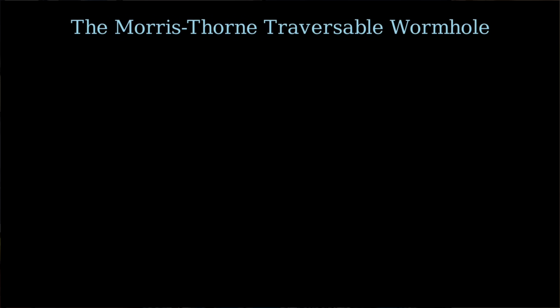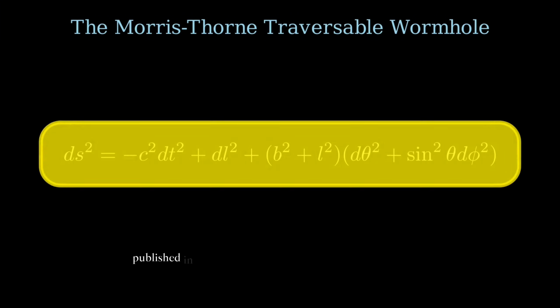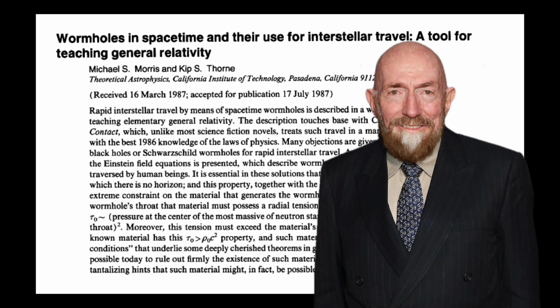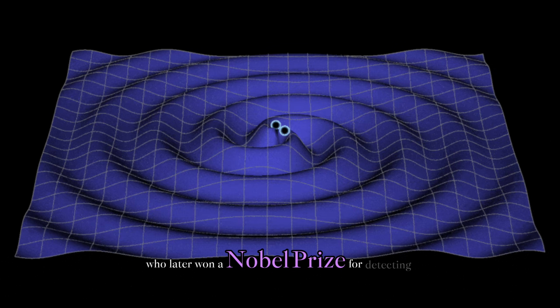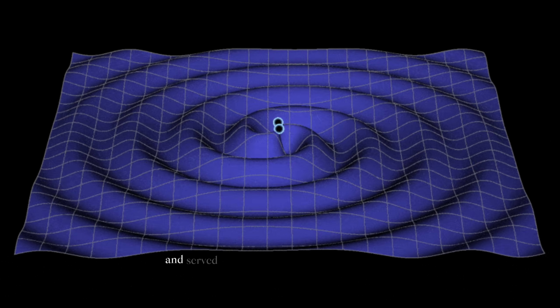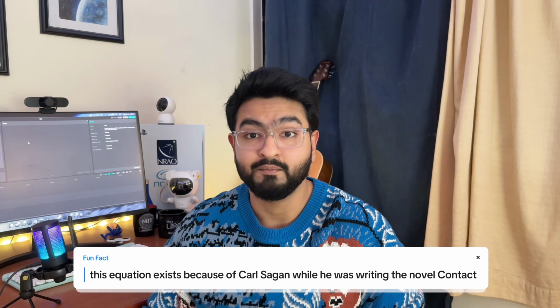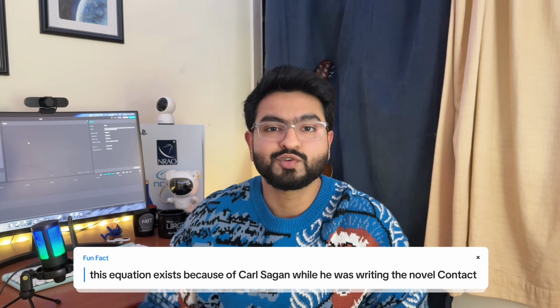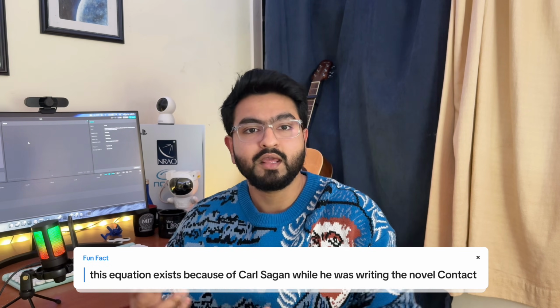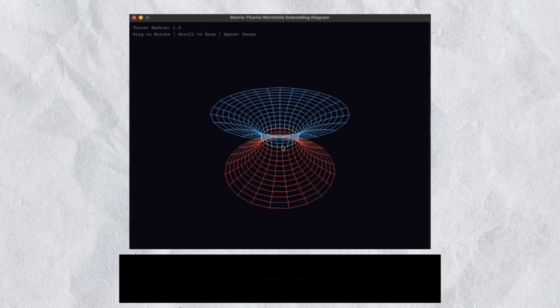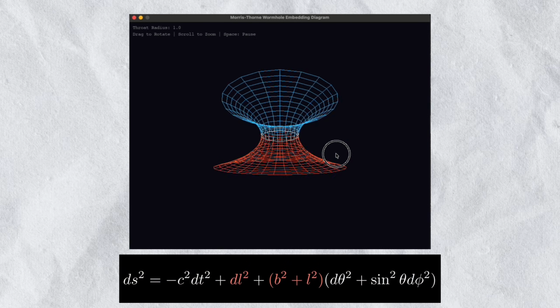This is the Morris-Thorne metric, published in 1988 by Michael Morris and Kip Thorne. Yes, Kip Thorne, who later won a Nobel Prize for detecting gravitational waves and served as a scientific advisor for the movie Interstellar. And fun fact, the equation exists because of Carl Sagan. He was writing the novel Contact, which I'm sure you might have read, and then he asked his friend Kip Thorne, hey, is there any real physics that could allow someone to travel across the galaxy in a reasonable amount of time? Thorne's answer was this metric.